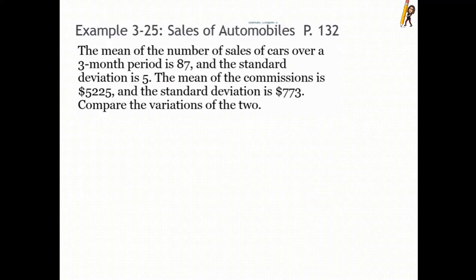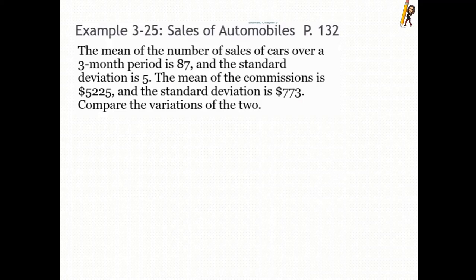All right, let's look at an example of how to use CVars and the formula. So in this example, we're talking about the sales of automobiles or cars. The mean number of cars that were sold over a 3-month period is 87 with a standard deviation of 5. The mean of the commissions on all of those cars is 5,225 with a standard deviation of 773. Compare the variations of the two different data values.